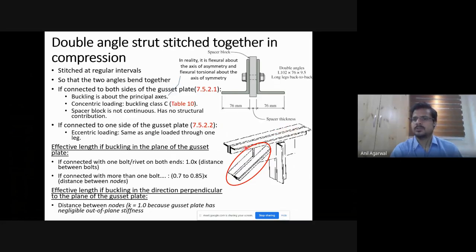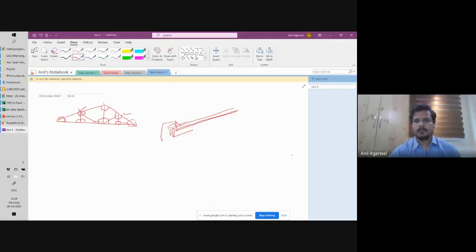So on the compression side, you will see these double angles being used, one on each side of the gusset plate. Sometimes double angle also can be used in such a way so that both angles are on the same side of the gusset plate. So for example, here you have one double angle on each side of the gusset plate. This is another one, and this is another one.